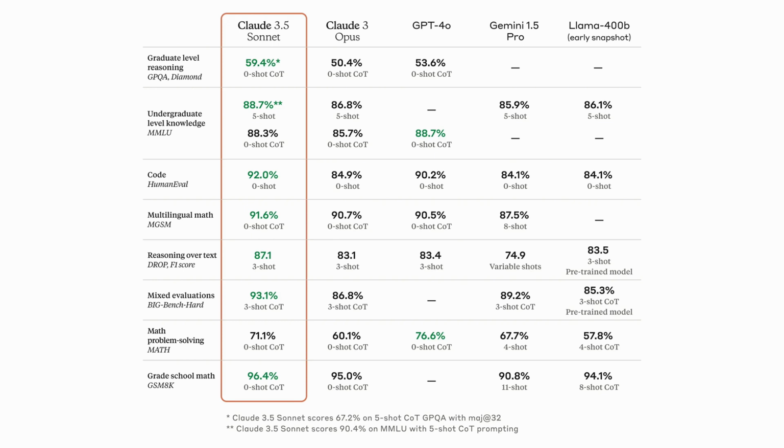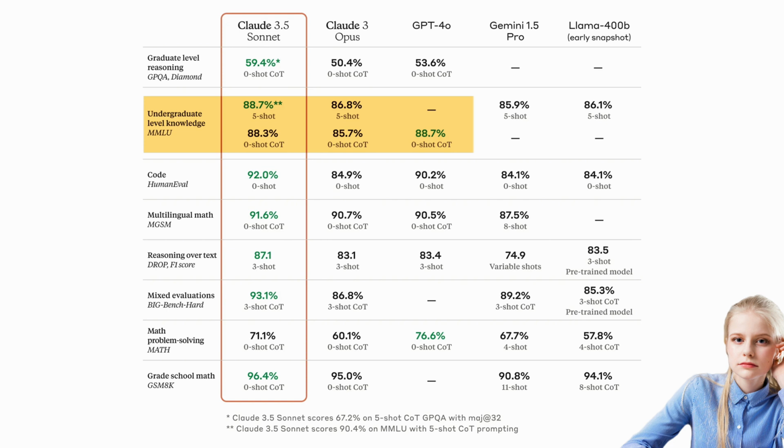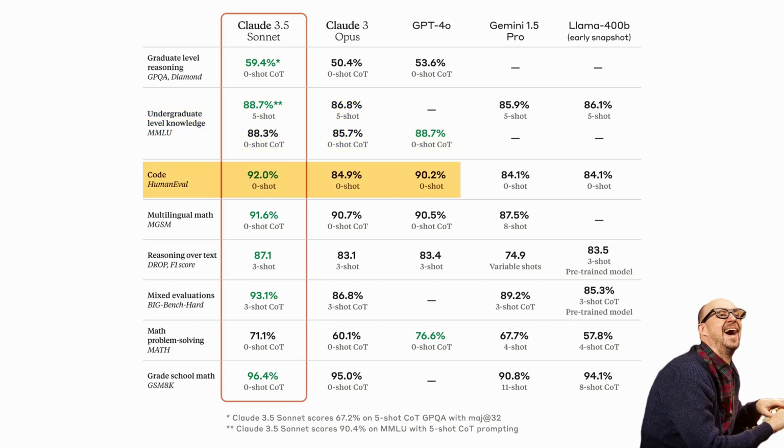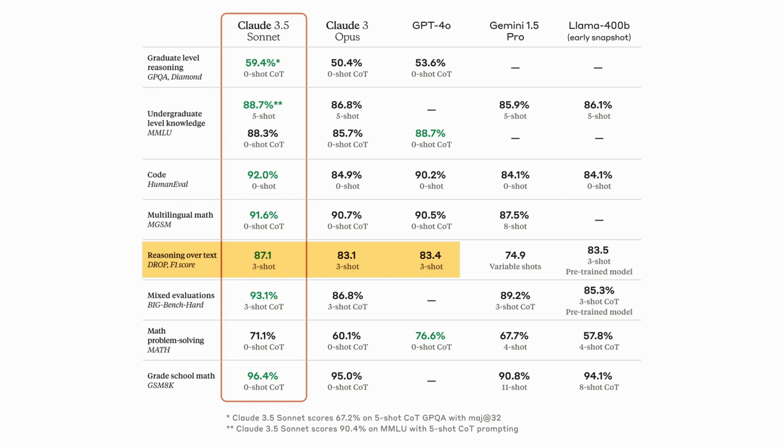Sonnet generally scores higher than GPT-4o in most categories. For graduate-level reasoning, Claude 3.5 Sonnet comes out on top, showing stronger performance. In undergraduate knowledge, both models are neck and neck, performing exceptionally well in zero-shot tests. When it comes to coding, Claude has a slight edge over GPT-4o, but both are quite impressive. In multilingual math, Claude slightly outperforms GPT-4o. However, GPT-4o takes the lead in math problem solving. For reasoning over text, Claude scores a bit higher than GPT-4o. In summary, Claude 3.5 Sonnet generally has a slight edge, but GPT-4o remains very competitive.